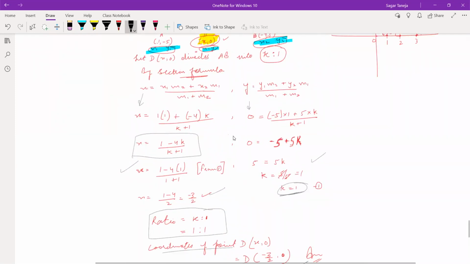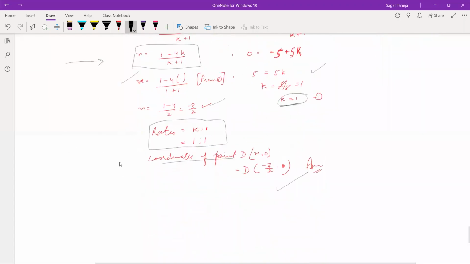This way. Yuvraj, Ankur, this way we have to do. Okay, you were asking. Now next question.